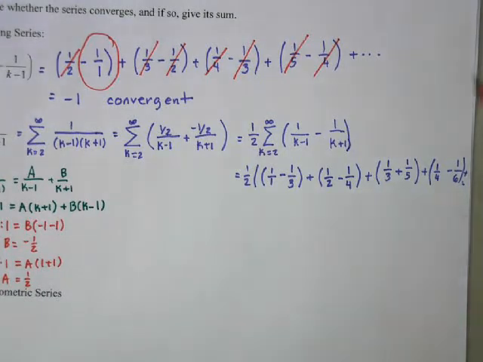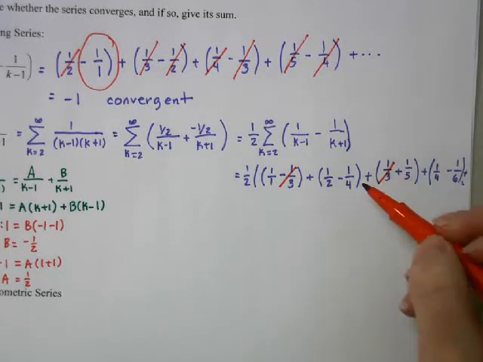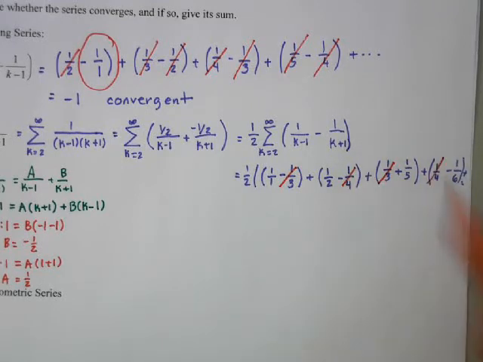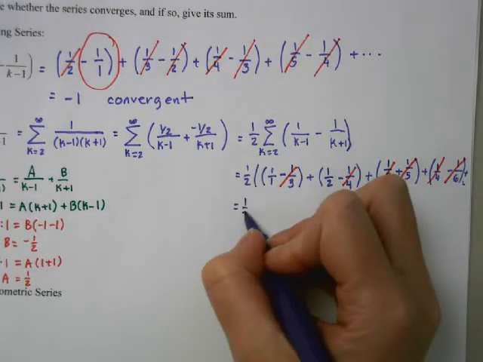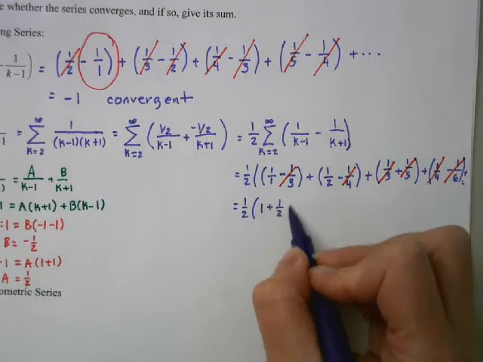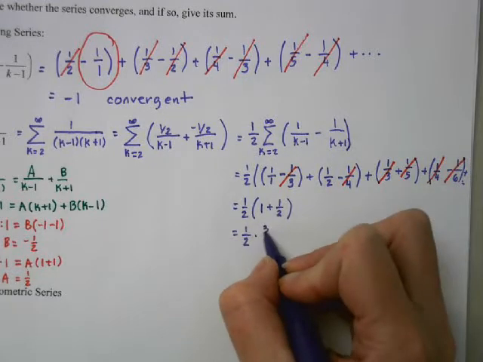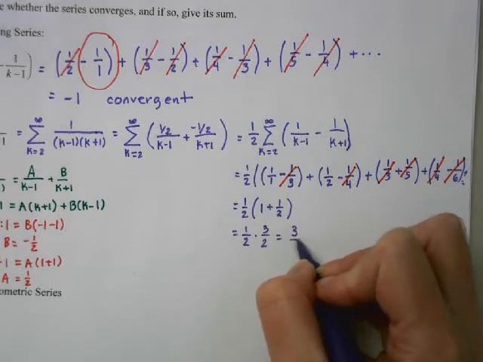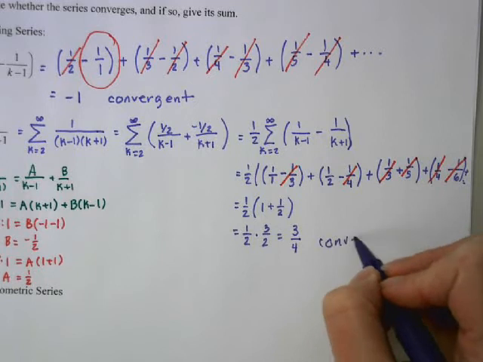This 1/3 will cancel with this 1/3. This 1/4 cancels with this 1/4. We didn't draw it, but there'll be a 1/5 out here somewhere. There'll be a 1/6 out here. So we're left with a 1/2. And then my series is now just 1 plus 1/2. So we get a sum of 3/4, and this again is convergent.